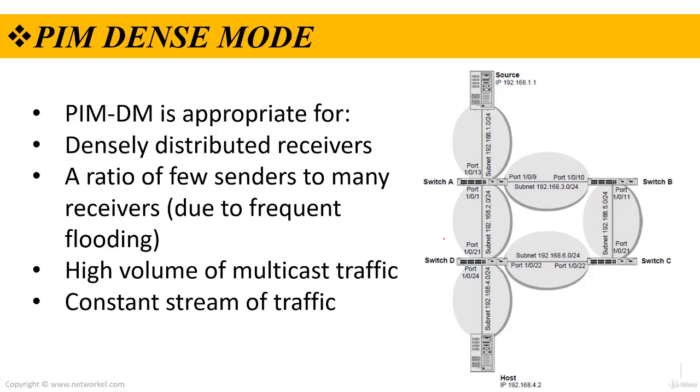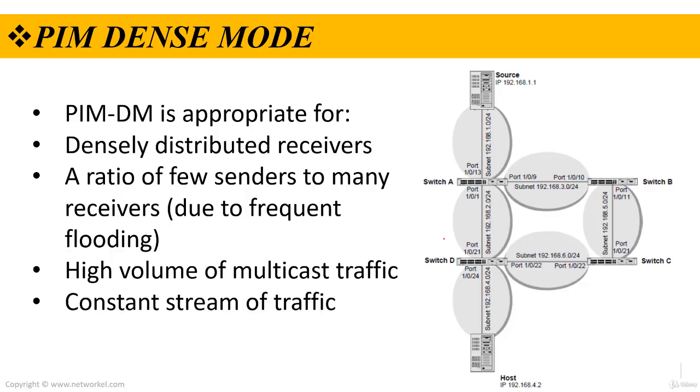PIM dense mode cannot be used to build a shared distribution tree as PIM sparse mode can. PIM dense mode assumes that when a sender starts sending data, all downstream routers and hosts want to receive a multicast datagram. PIM dense mode initially floods multicast traffic through the network. Routers that do not have any downstream neighbors prune back the unwanted traffic.